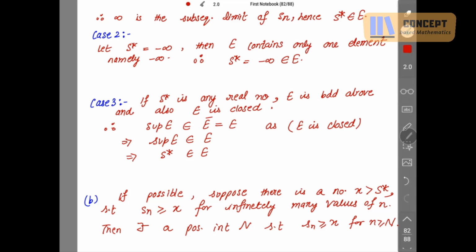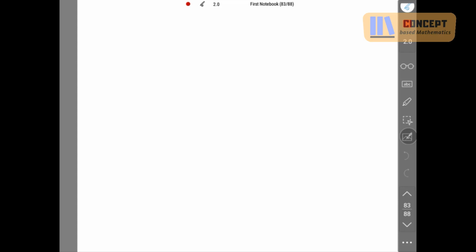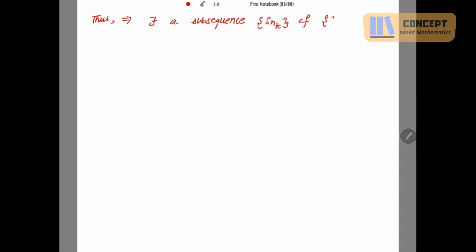So therefore there exists a subsequence of Sn, thus this implies there exists a subsequence, let's say S_nk, of Sn such that S_nk is tending to Y, where Y is greater than or equal to X, because all the terms are more than X. Now there exists a subsequence converging to Y, and Y is greater than or equal to X.